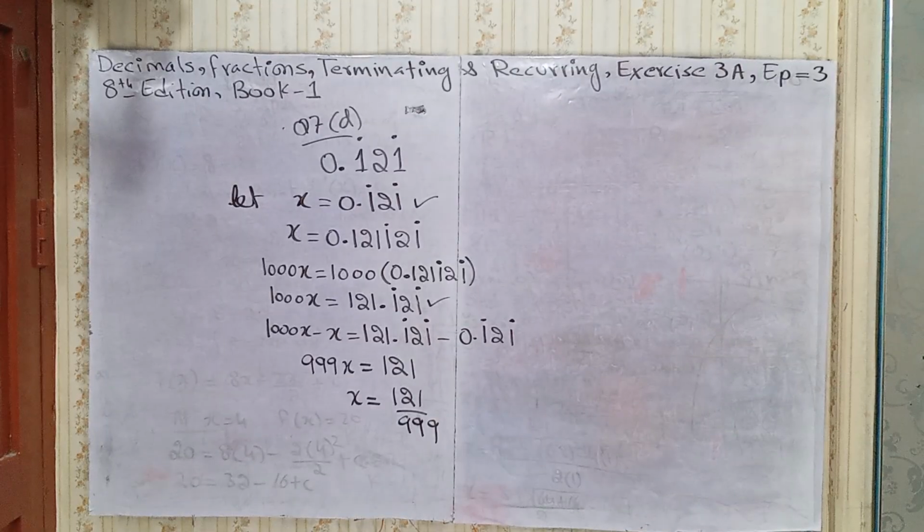So this is how you will convert this recurring decimal fraction into a simple fraction. This is how you will do the question number 7 and its D part.